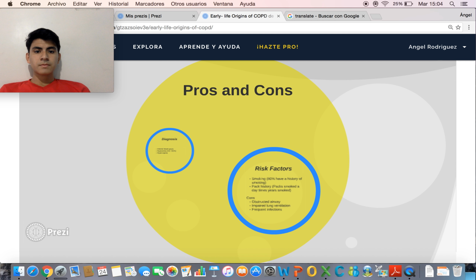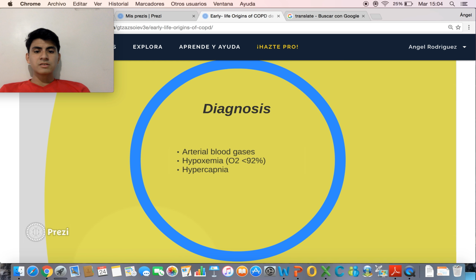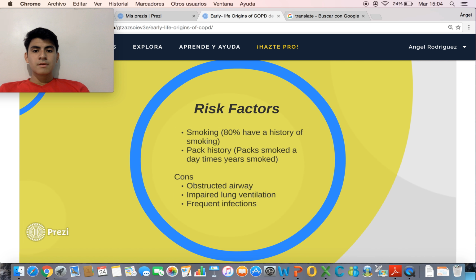Pros and cons. Pros: diagnosis by arterial blood gases, showing hypoxemia and hypercapnia. Cons: the risk factor of smoking, where 80% have a history of smoking, measured in pack-years. Cons are also the obstructed airway, impaired ventilation, and frequent infections.